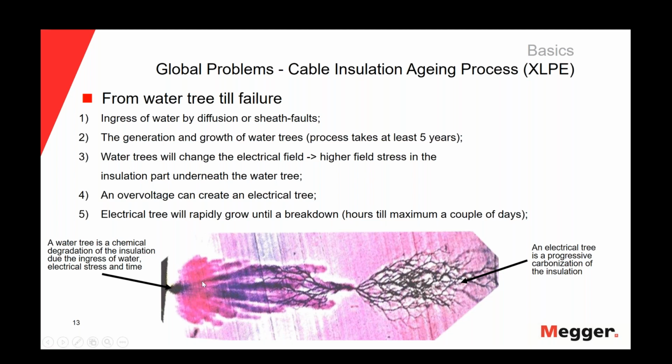What happens is that every time this water tree is growing, we will have a higher field stress on the other side of the insulation. And there is the no-return point when we have the starting of the partial discharge and then the electrical tree. And finally, we will have a fault. So this is pretty much the process from starting with the water tree and then the conversion into an electrical tree.